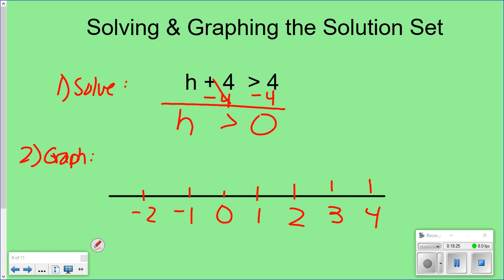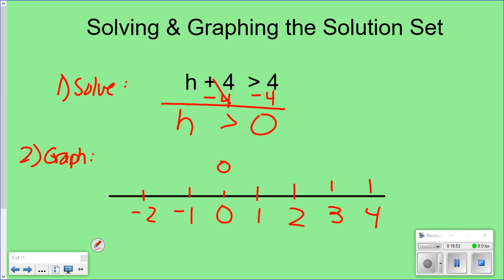Next thing you're going to say to yourself is, what kind of sign is in there? I have a greater than sign. So according to my dots, what kind of dot should it be? Open or closed? It should be an open dot. So that open dot, I'm going to put over the top of this number. Open dot means that my solution set does not include 0 in the answer. If it was closed, it would.